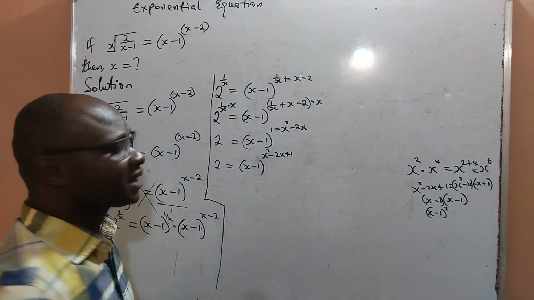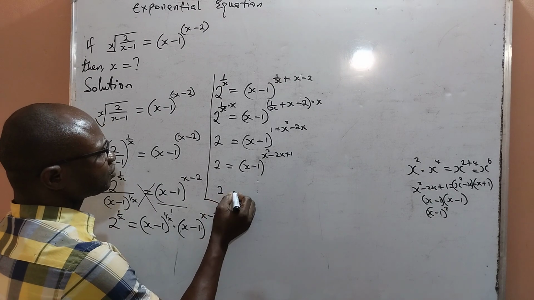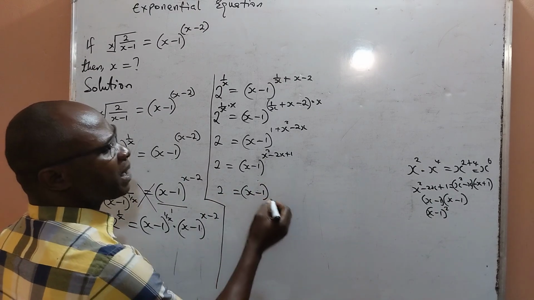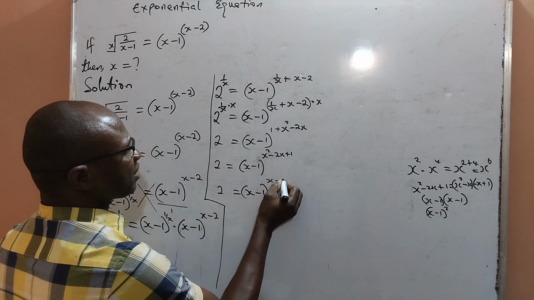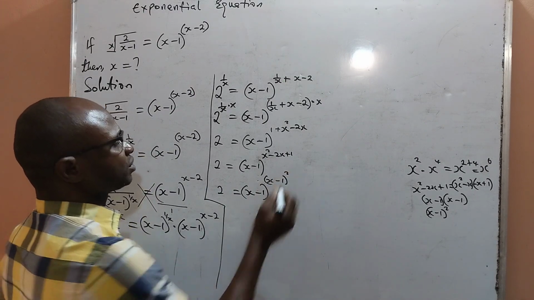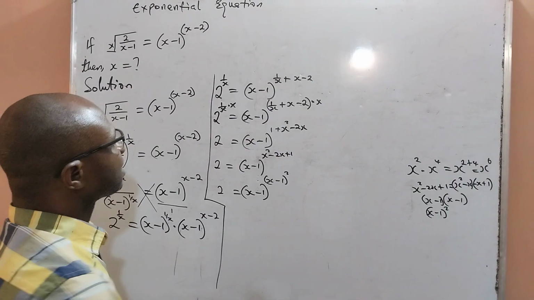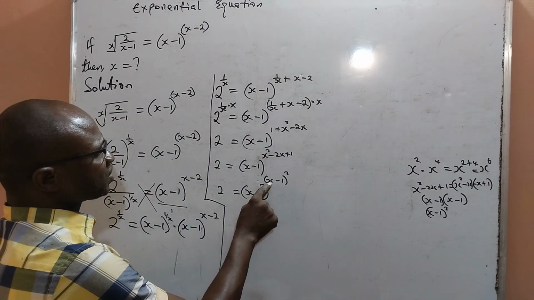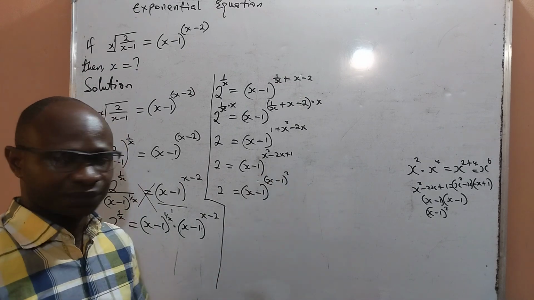Therefore, I can now say that 2 is equal to (x minus 1) all to the power of (x minus 1) raised to the power 2. What that means is that x squared minus 2x plus 1 can also be written as (x minus 1) all to the power of 2.